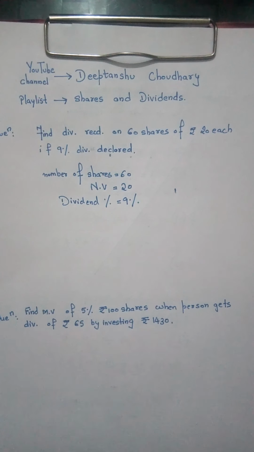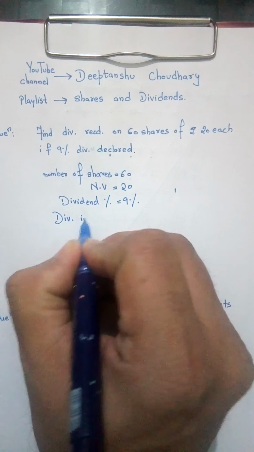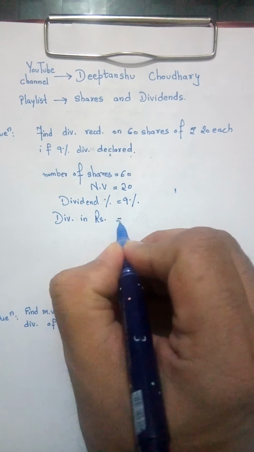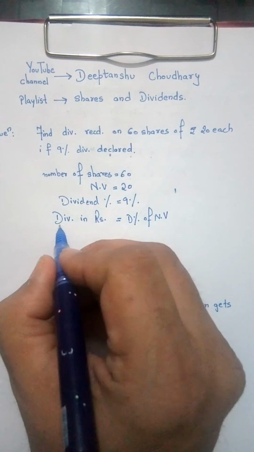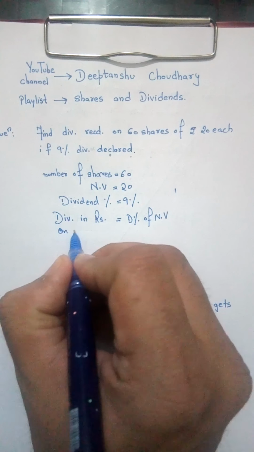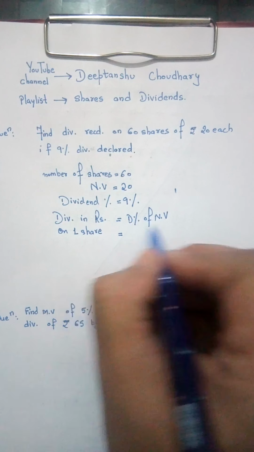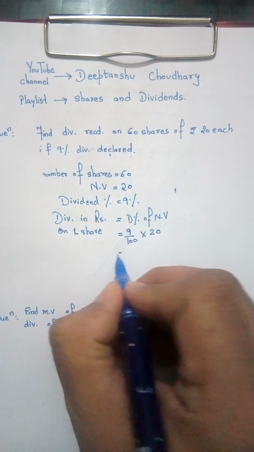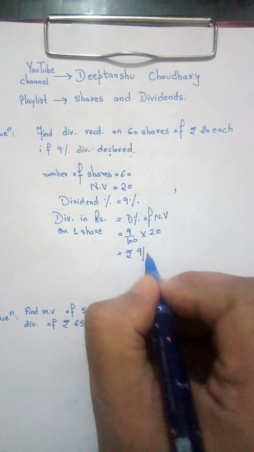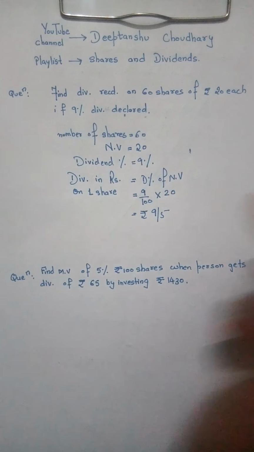So you all should know that dividend in rupees is equal to d% of the nominal value. So dividend in rupees on one share, d% means 9% of nominal value, which is 20. That is rupees 9/5. Correct. So he is having 60 shares. So what will be his overall dividend?